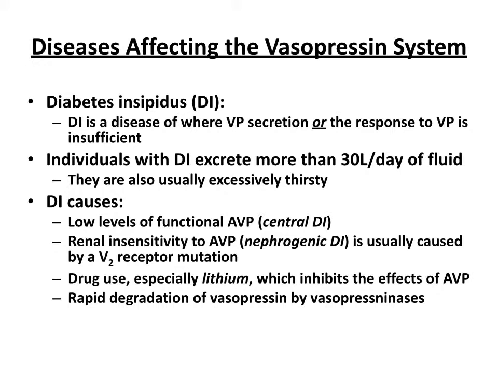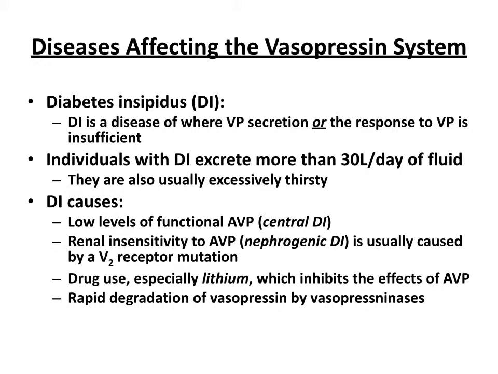Okay. Then another cause of diabetes insipidus would be renal insensitivity to vasopressin, which is called nephrogenic diabetes insipidus, and that's usually caused if somebody's got a mutation of the V2 receptor. Because again, you're going to want to remember, at least until you take the test, V2 receptor activation occurs mainly at the kidney and is involved in stimulating reabsorption of water. Okay, and then drug use, including lithium, can inhibit the effects of AVP.